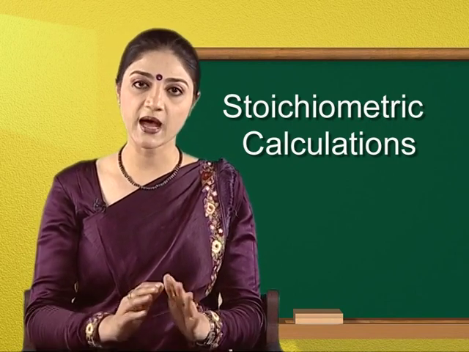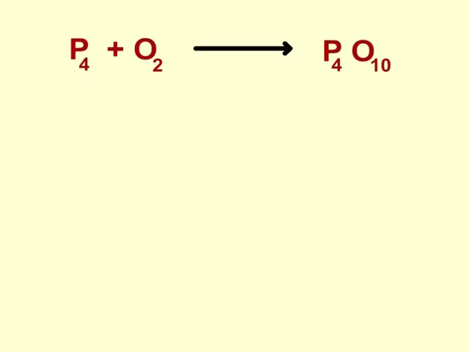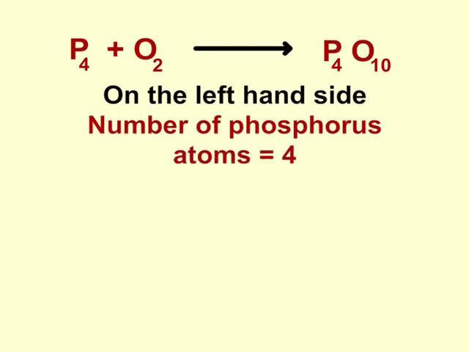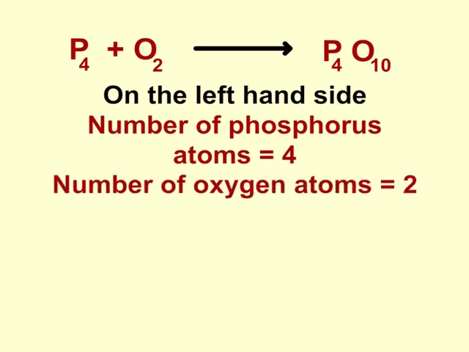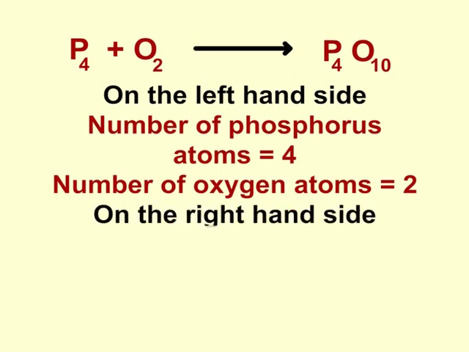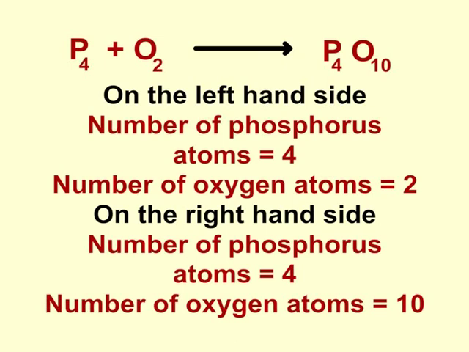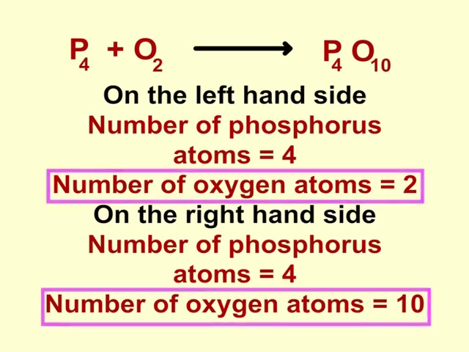Let's begin our discussion with an unbalanced reaction. Phosphorus reacts with oxygen to form phosphorus oxide. P4 plus O2 gives P4O10. On the left hand side, number of phosphorus atoms are equal to 4. Number of oxygen atoms are equal to 2. On the right hand side, number of phosphorus atoms are equal to 4. Number of oxygen atoms are equal to 10. It shows that number of phosphorus atoms are same on both sides. It is equal to 4 as discussed, but number of oxygen atoms is not equal on both sides.